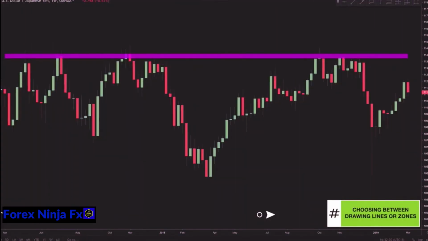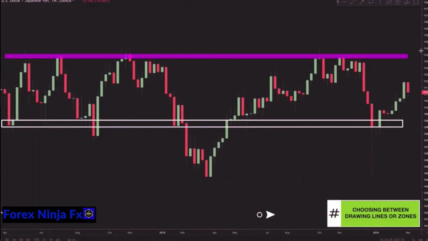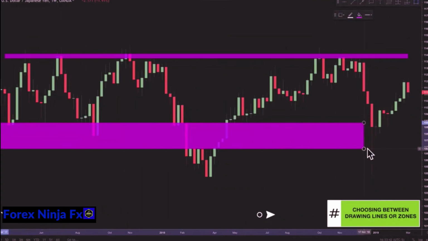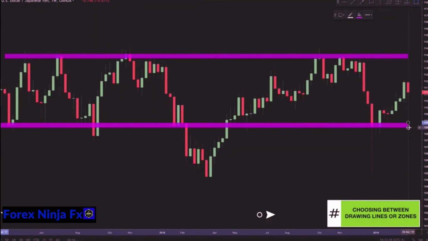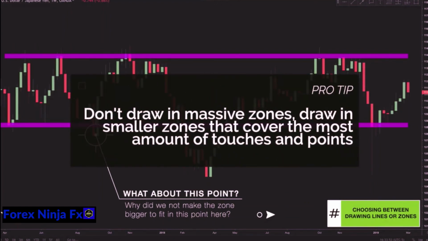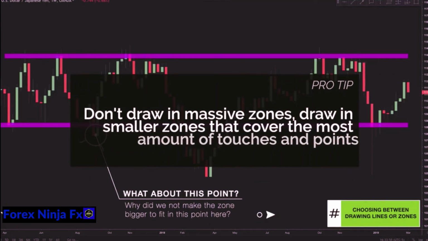So moving on down, we spot this level here, and we draw in a zone like this. Now, you are probably wondering, why did we not accommodate for this point here? So here's a pro tip. Don't draw in massive zones. Draw in a smaller zone that accommodates for the most amount of touches and points.